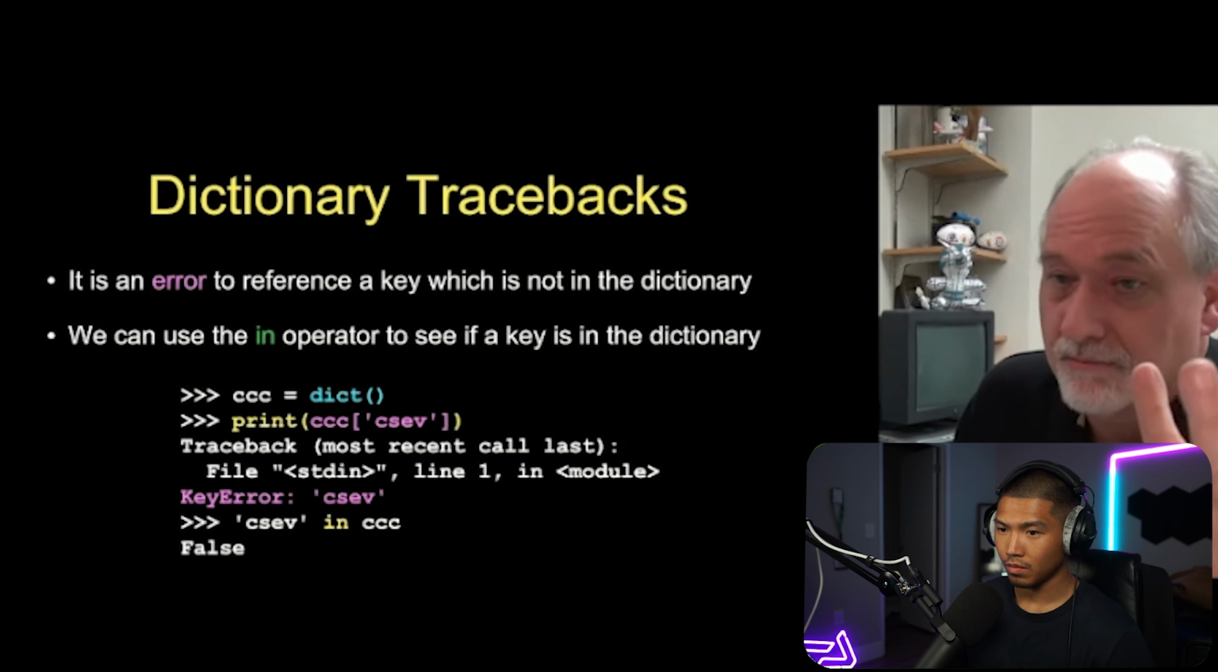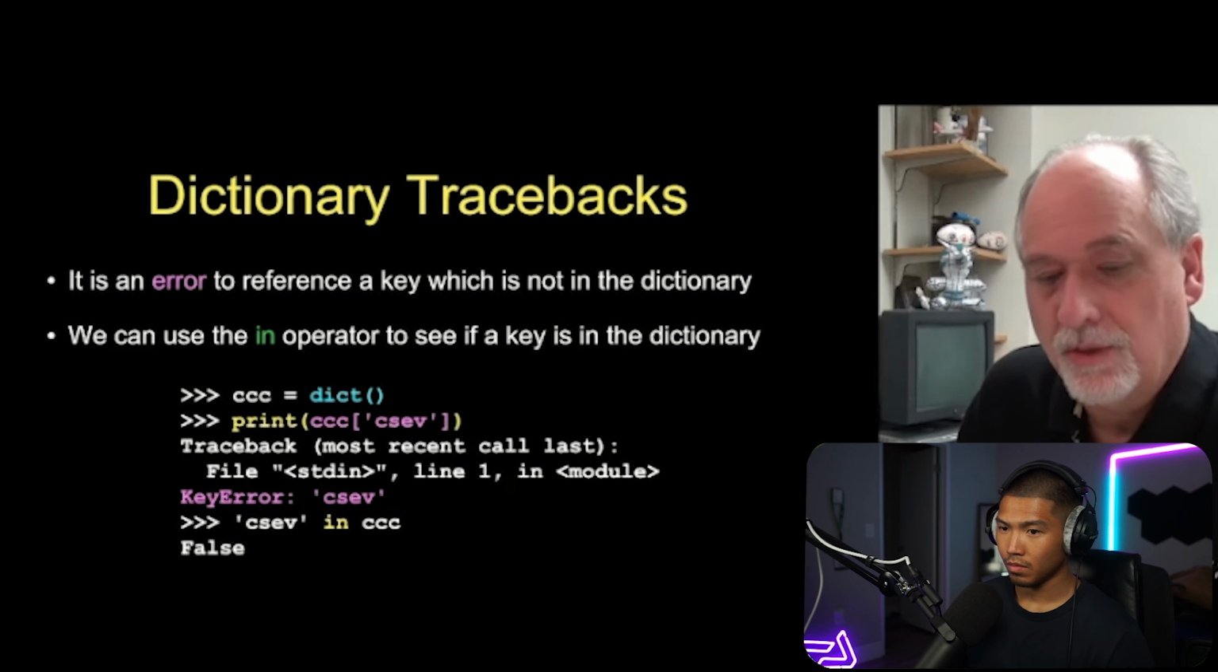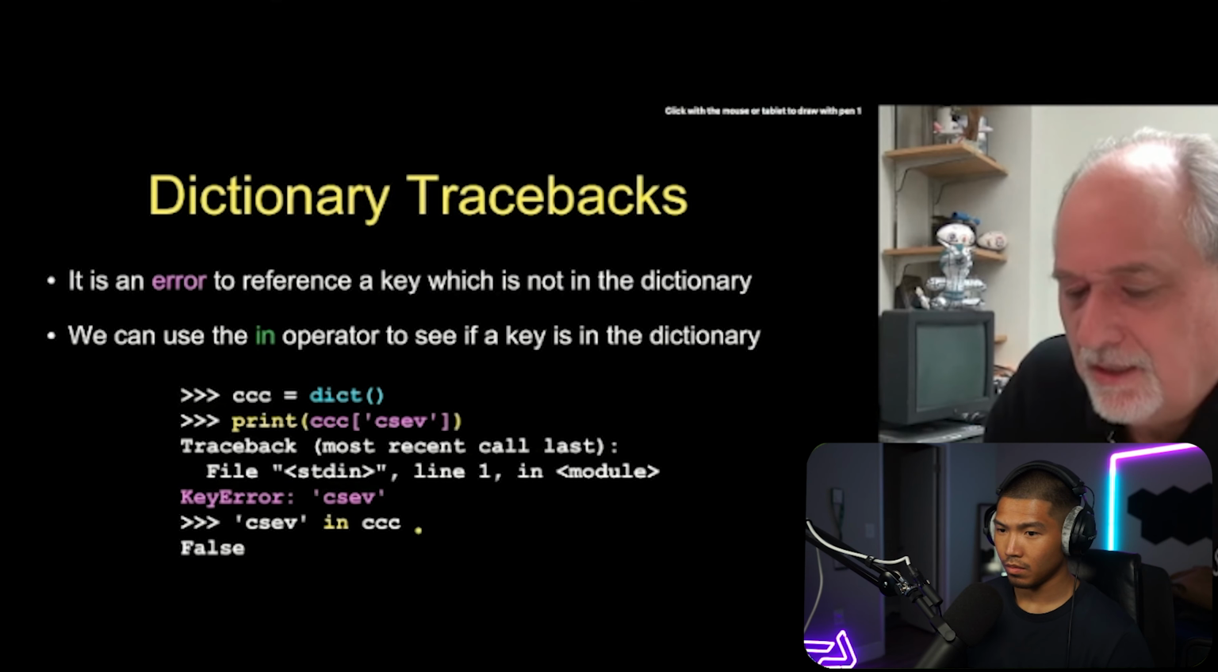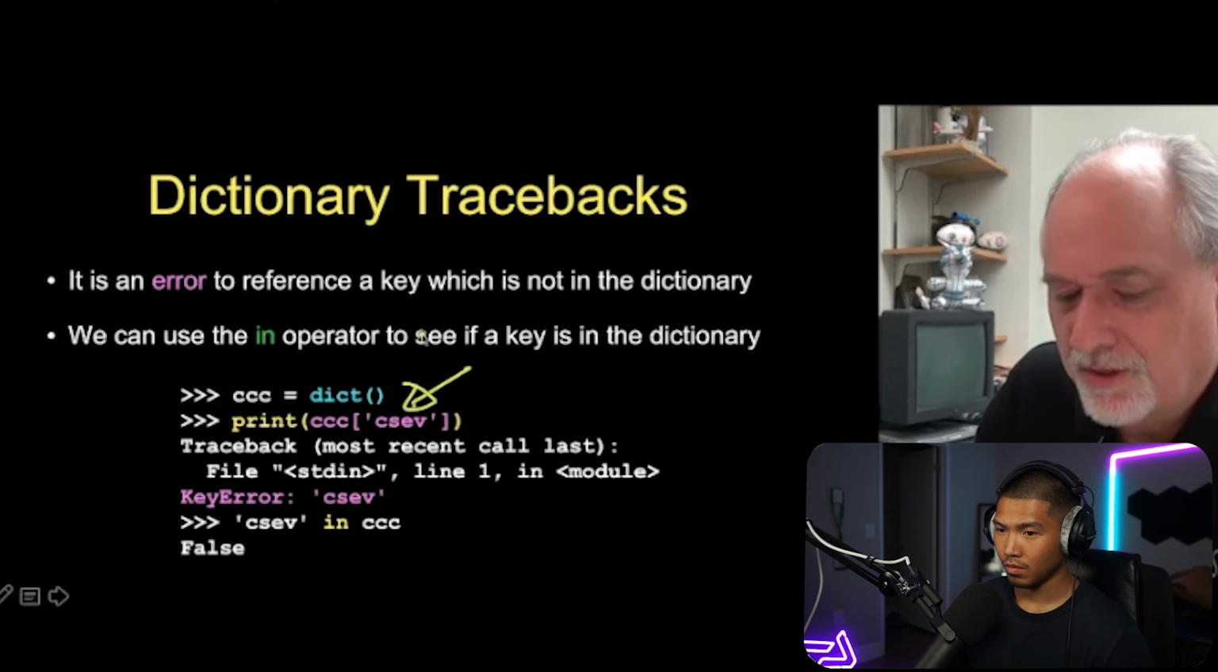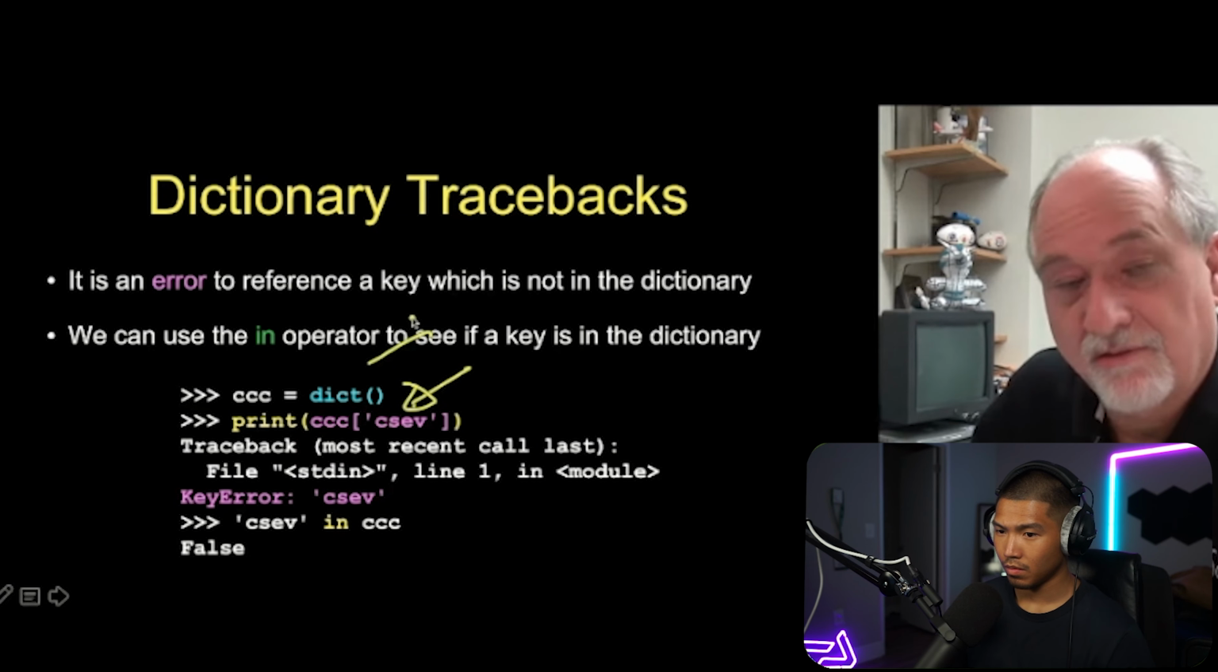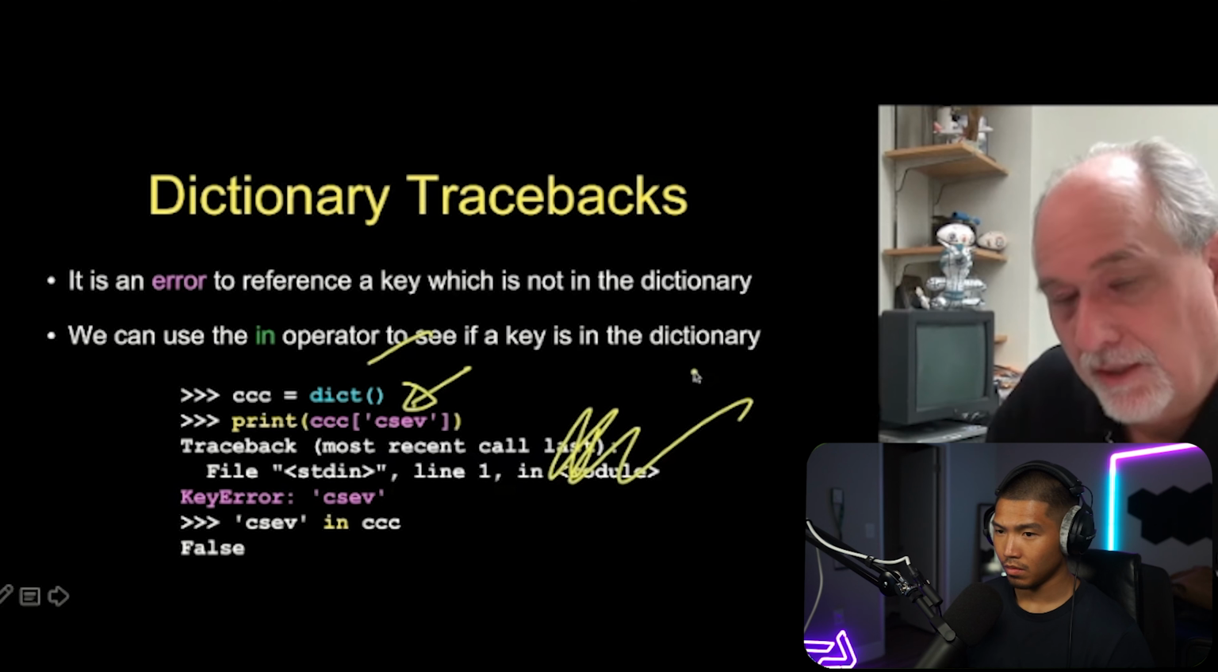The problem with dictionaries is, like everything in Python, there are rules about what you can and can't do. One of the kind of frustrating things about dictionaries is that you can't just look for a key that doesn't exist. So this is a fresh, brand new dictionary. We do a constructor there, and we print out some CSEV, and boom, it blows up. That's bad. But we can solve this with the in operator.